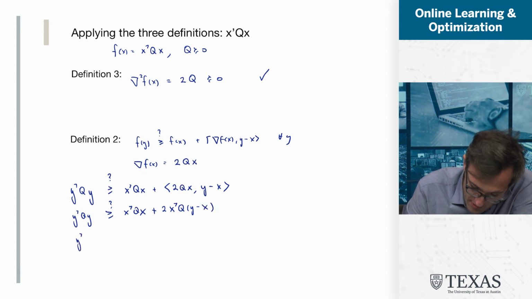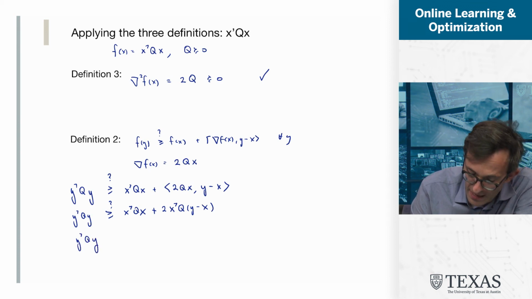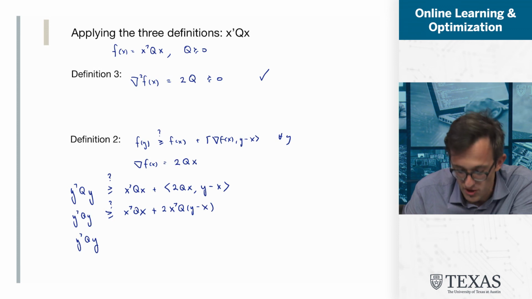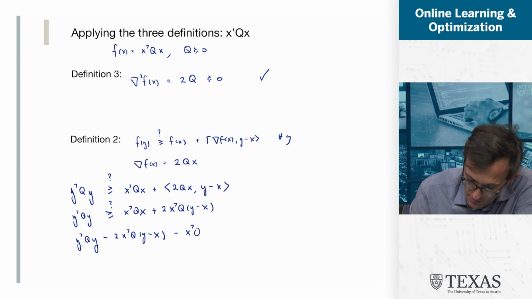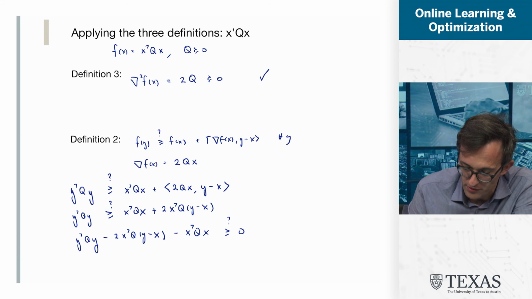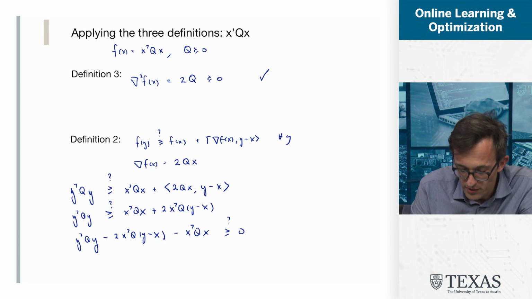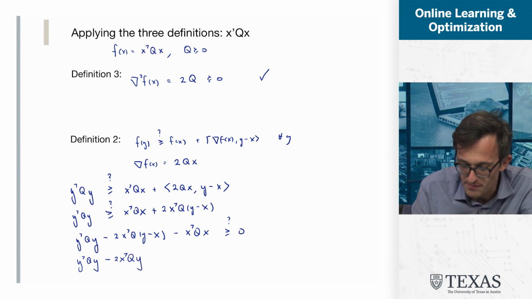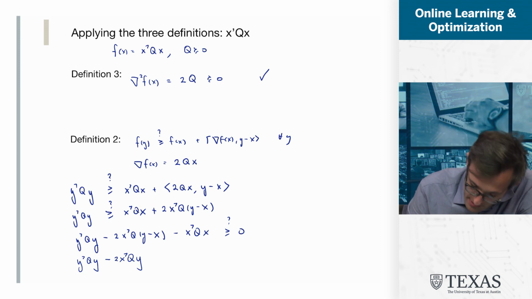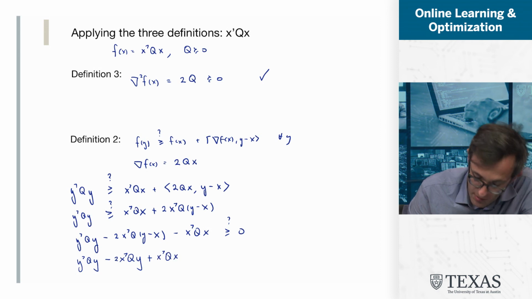I've got y transpose qy. I'm going to bring this term over to the left, remembering to change the sign, minus 2 x transpose q times y minus x. Again, minus x transpose qx, and I'm wondering whether or not this is greater than or equal to 0. Well, with a little bit of rearranging here, we can see what happens. This is equal to y transpose qy minus 2x transpose qy. So then I've got a minus minus, so plus 2x transpose qx minus x transpose qx leaves me with a single copy of x transpose qx.